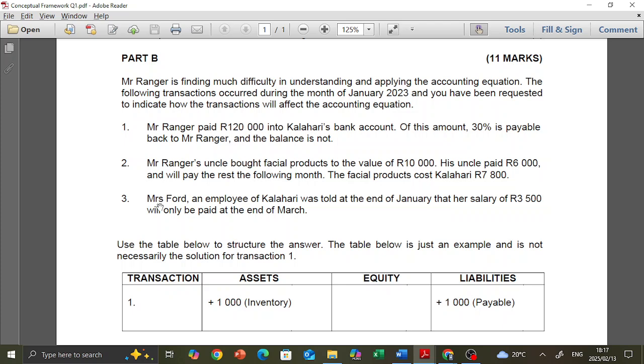Ms. Ford, an employee of Kalahari, was told at the end of January that her salary of 3,500 will only be paid at the end of March. So guys, what accounts are being affected? This is a nice one. What accounts are being affected? If you know the account, name the account.